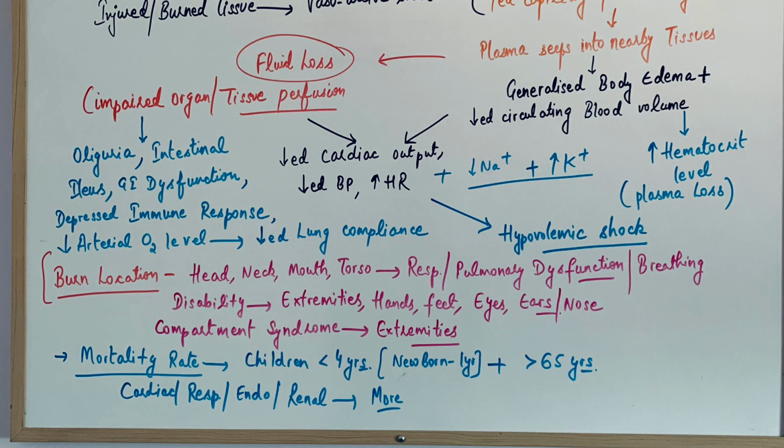And moreover, if the person who has a burn is already suffering from any underlying cardiac disease, respiratory disease, endocrine disease, or renal disease, the mortality rate is higher in these patients. Okay, so these are the basic things you have to remember about burns.